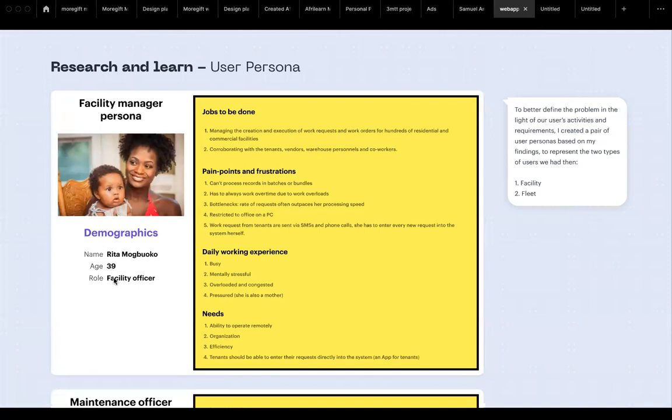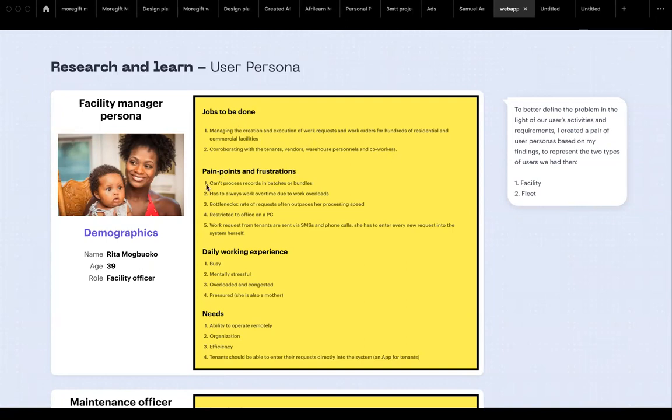Her age is 39 and she's the facility officer. Her jobs to be done are managing and creating execution of work requests and work orders for hundreds of residential and commercial facilities, collaborating with tenants, vendors, warehouse personnel and co-workers. That's her job to be done.